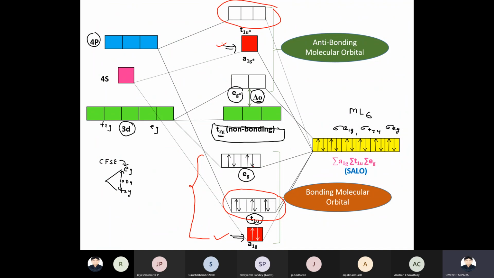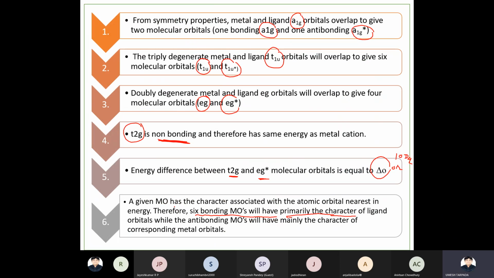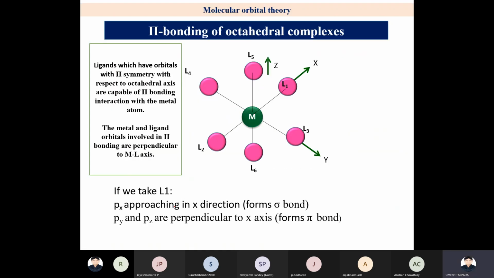A1G, T1U, Eg, their character will be towards the ligand, and the anti-bonding, its character is towards metal. This is towards metal character, and this is towards ligand side. Therefore the 6 bonding molecular orbitals will have primarily the character of ligand orbitals, while the other 6 anti-bonding have mainly the character of the corresponding metal orbital. So this is the MO diagram for sigma bonding.